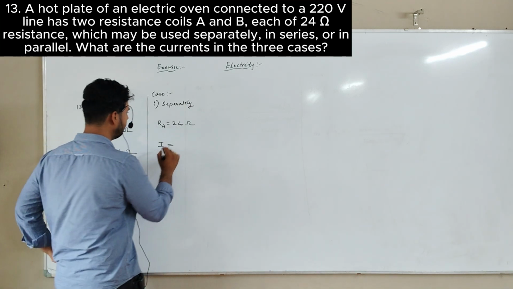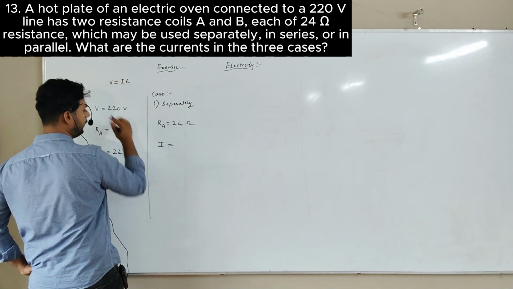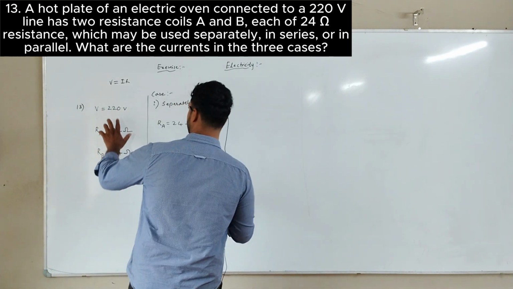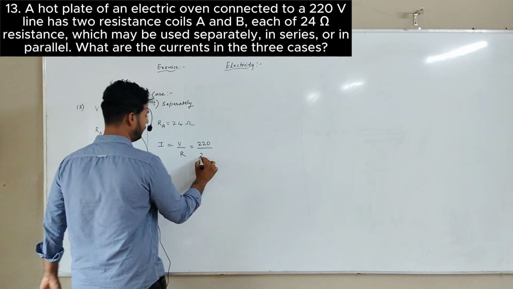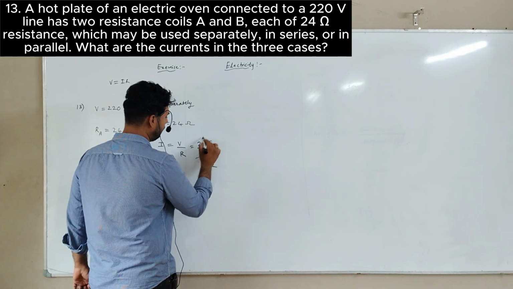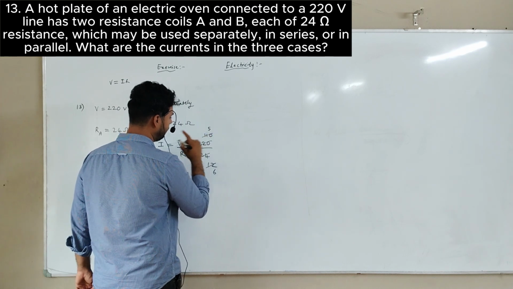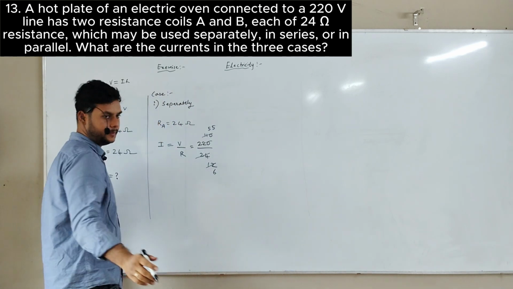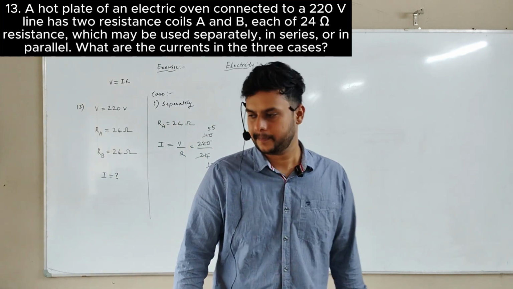Okay. V is equal to IR. I will write it and show here. V is equal to IR, I is equal to V by R. How much is V? V is 220 volt. 220 volt by resistance 24. 2 ones are 2, 2 twelves are 11, 110. 2 sixes are 12, 2 fives are 10, 10, 55. 55 by 6, you do. 55 by 6. Be fast. 55 by 6.